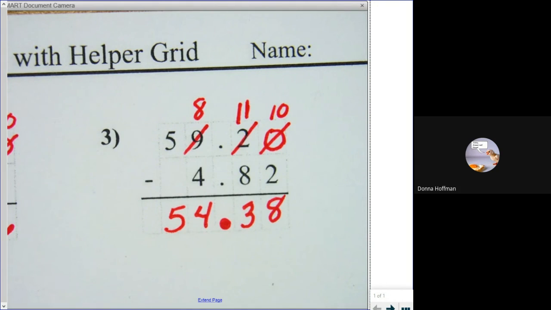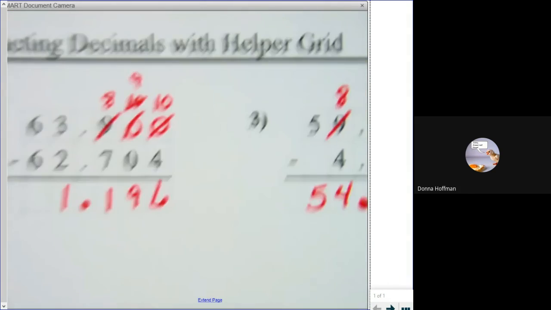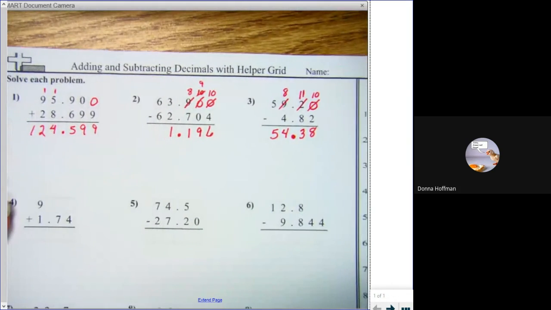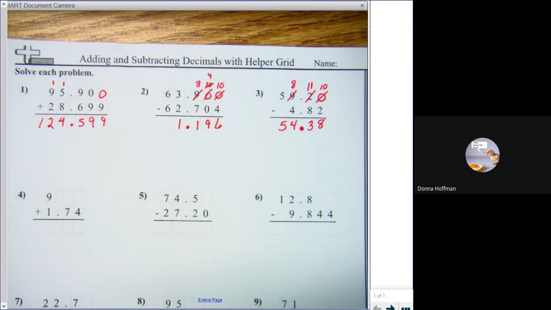So that is the first 3 of this adding and subtracting decimals with the helper grid. You should be able to finish the rest of those on your own. And when you're in class, I'll let you enter the answers in Teacher Made.